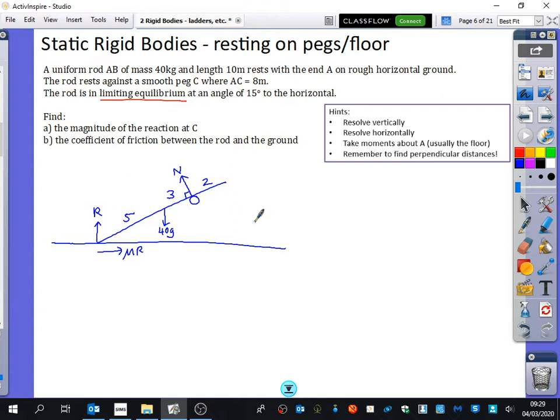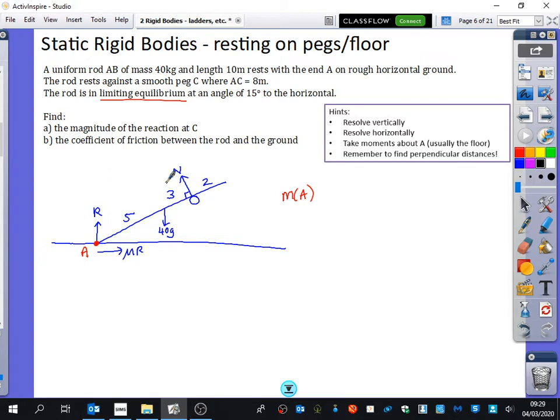Now that we're so good at doing the resolving forces and the moments with the ladders, we should be pretty good at doing the moments for this kind of one. Now, the best place to take moments here, because we're trying to find the magnitude of the reaction at C, which is this thing, is going to be at the bottom of the rod, which is A. So I'm going to start off by taking moments about A.